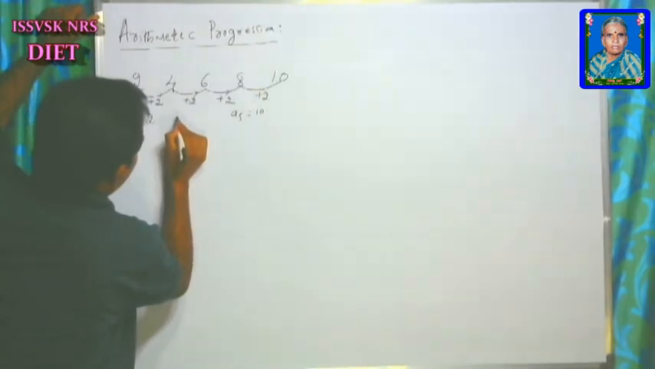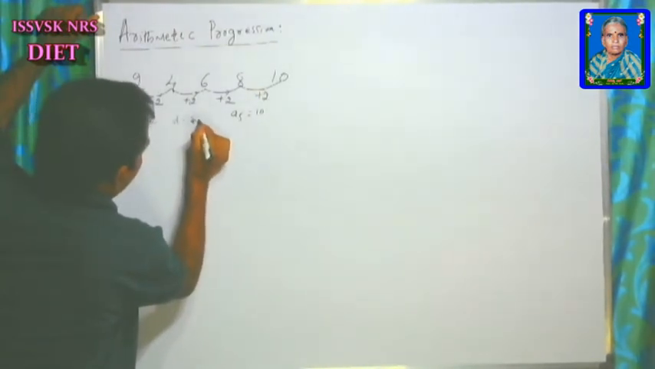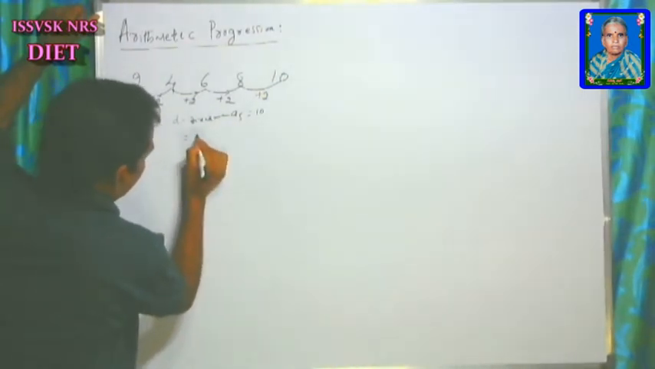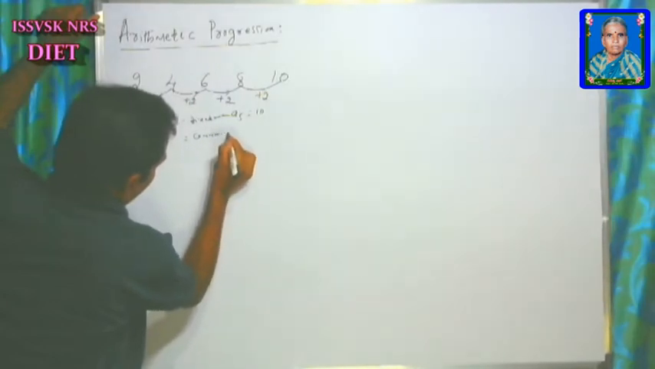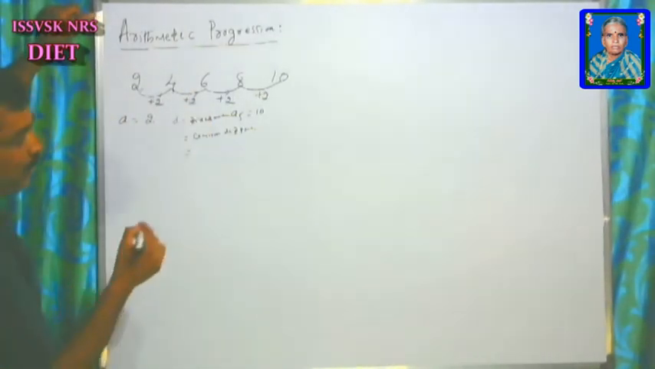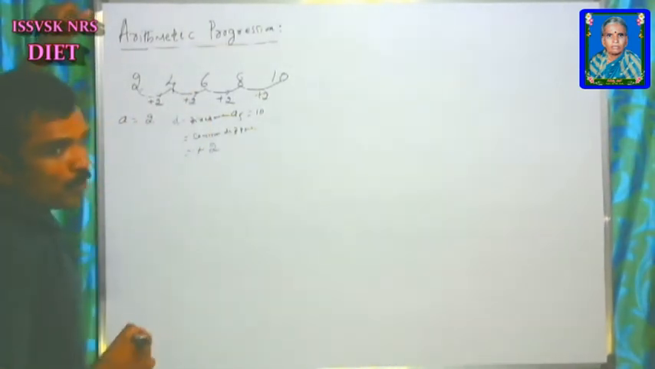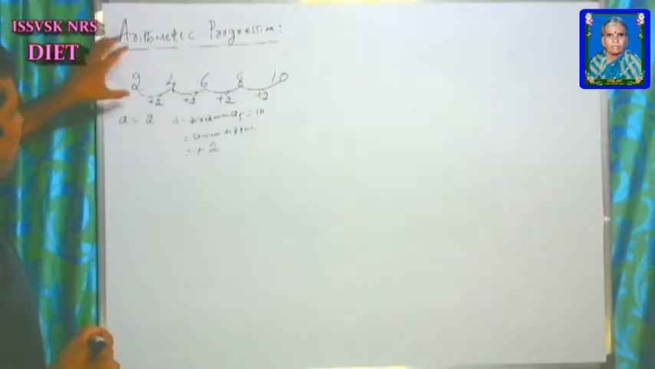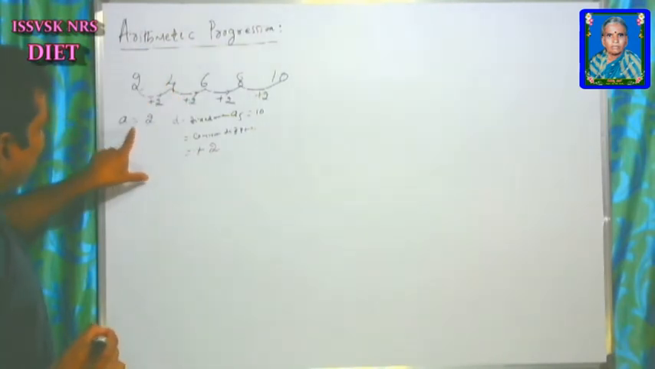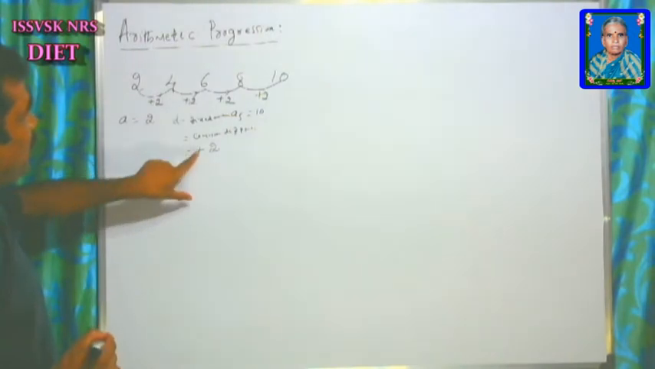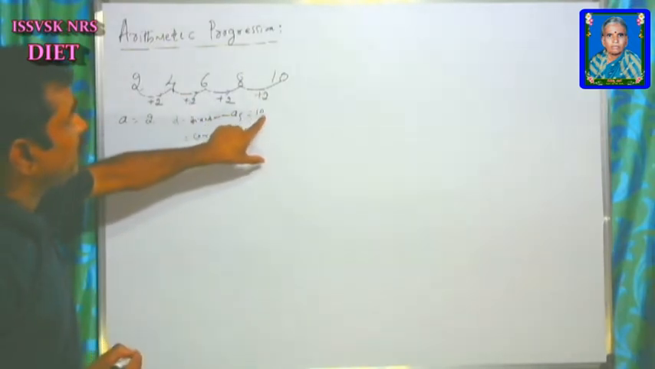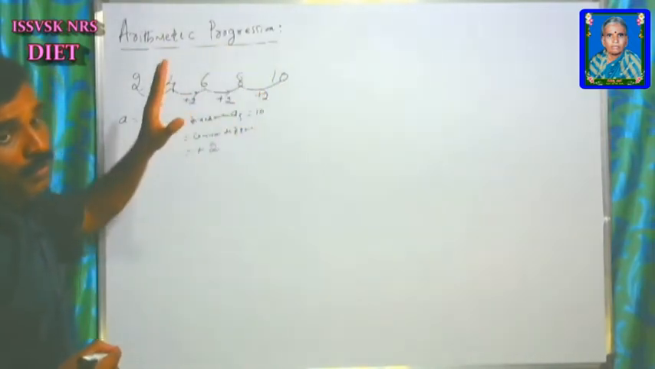So we can denote that fixed number as d. In other words, this is called the common difference. In this case, the common difference is plus 2, that is a positive number. Here, in this list of numbers, a is the first term, plus 2 is the fixed number, that is the common difference, and a5 is equal to 10 is the fifth term or the last term.